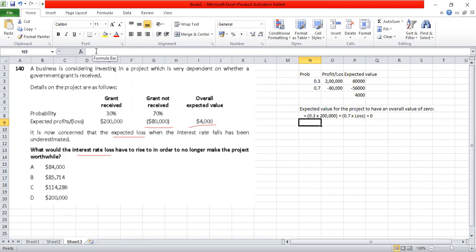So this is 60,000. Loss is equal to 60,000 divided by 0.7. So loss would be 85,714.